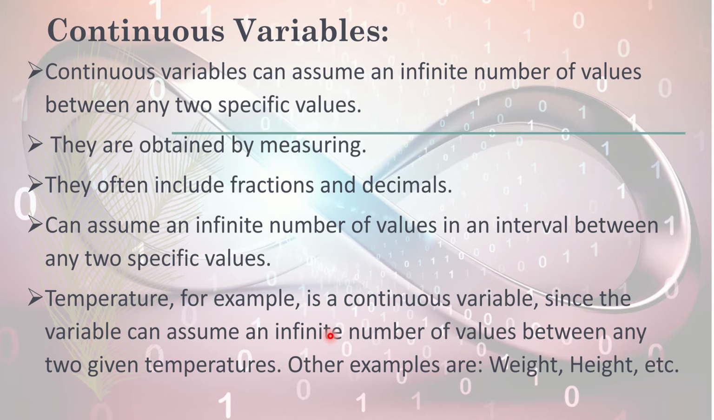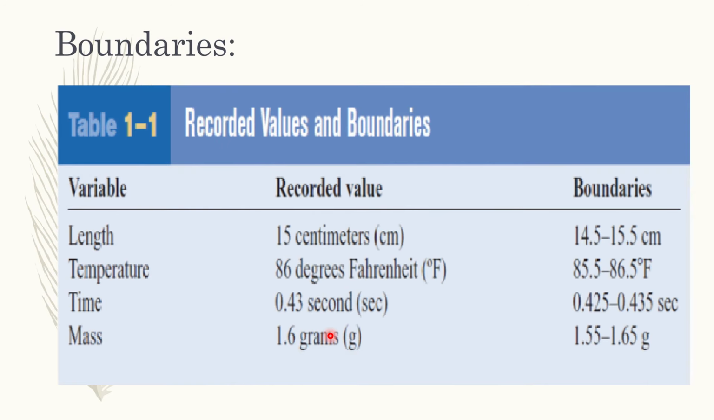Whereas the number of students in a certain class, course, or subject, the number of players, or the number of matches played by a certain team are all discrete variables, whereas the other examples, weight and height, are continuous variables.